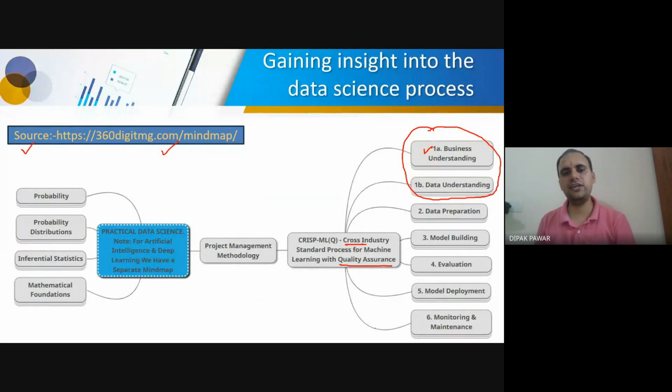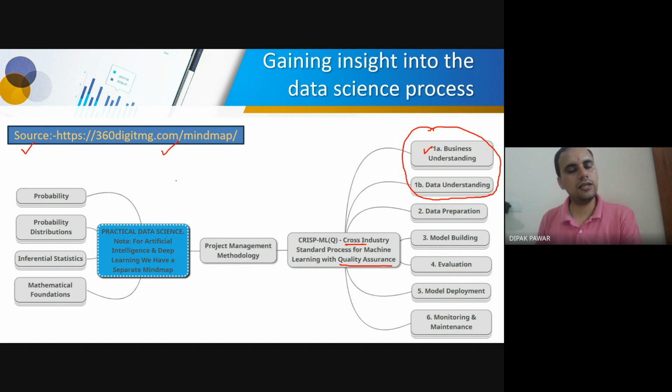So this is a very, very important diagram. I already told you that I have taken this diagram from a web source, the 360digitmg.com website. In that, they provided the mind map, and in the mind map they explore everything in much more detail. So this is the overview which is available for any data science project.